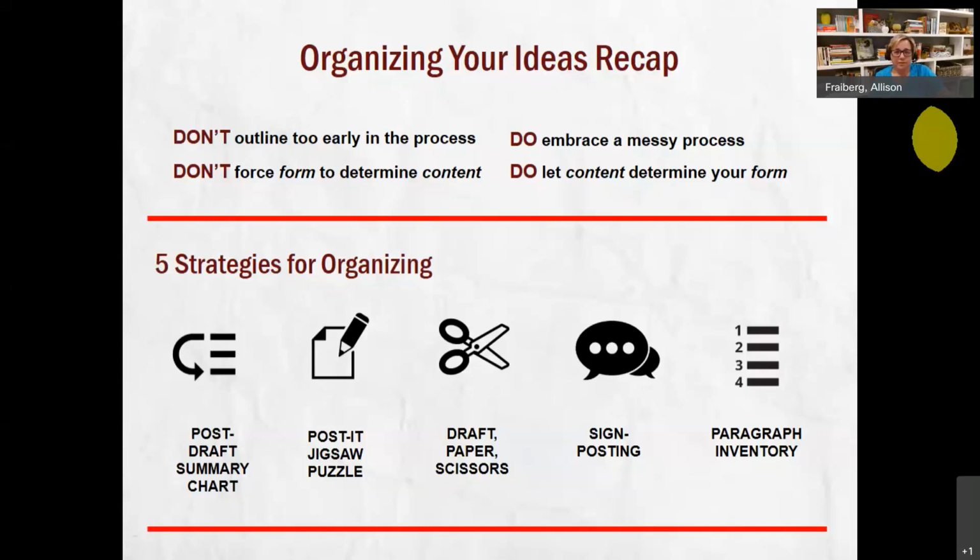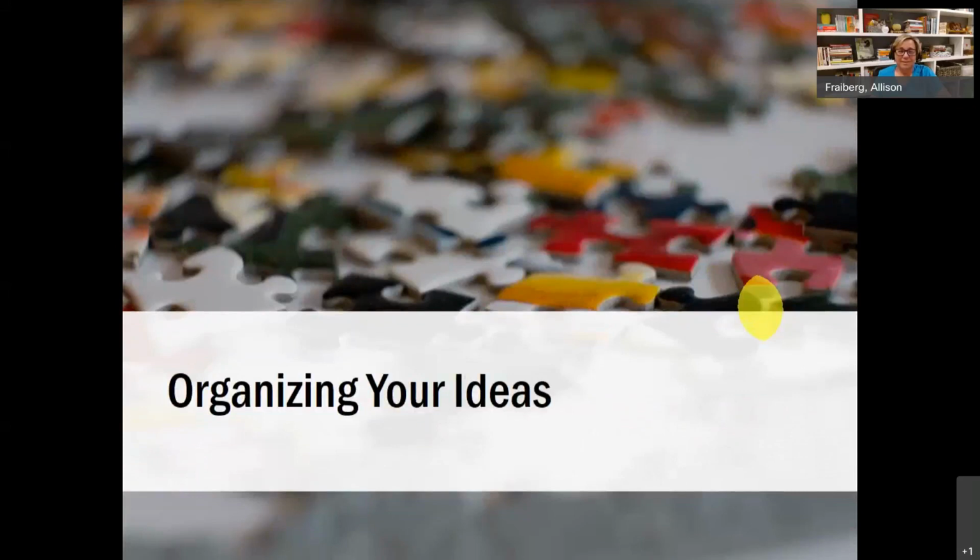We covered 5 strategies for organizing: the post-draft summary chart, the Post-it jigsaw puzzle, draft paper scissors. Those are all 3 of the same objective, except they're different ways of doing them. The signposting exercise to help you become aware of the relationship between you as a writer and your audience as a reader. And to do a little micro work, here's that paragraph inventory. And that is everything I know right now about organization. I'll see you in the next lecture.